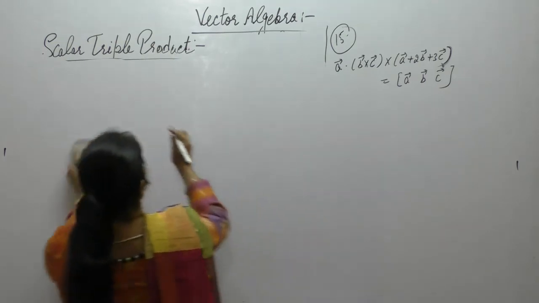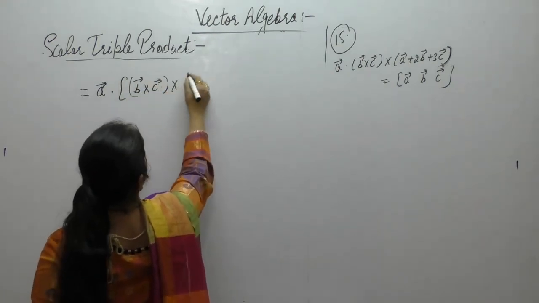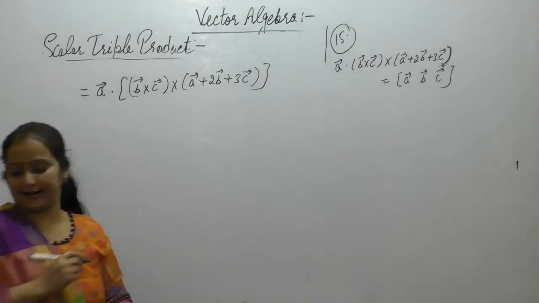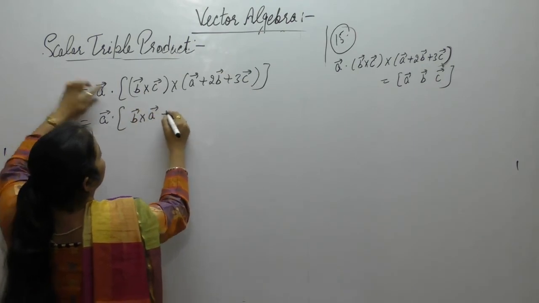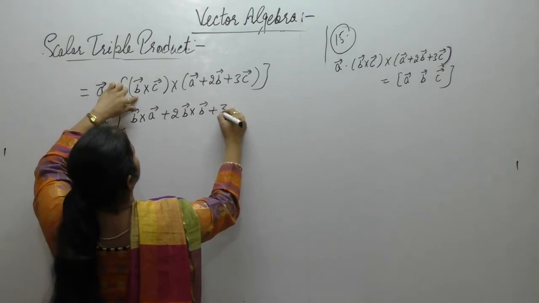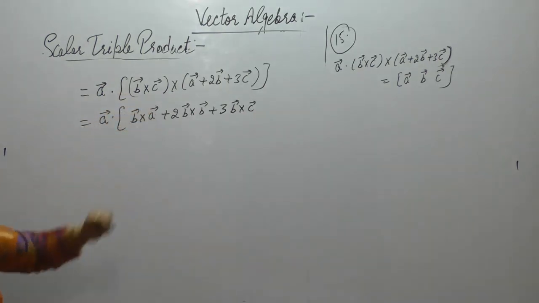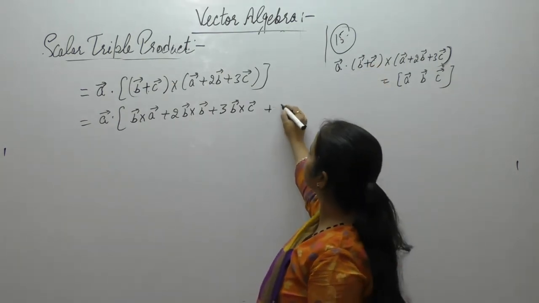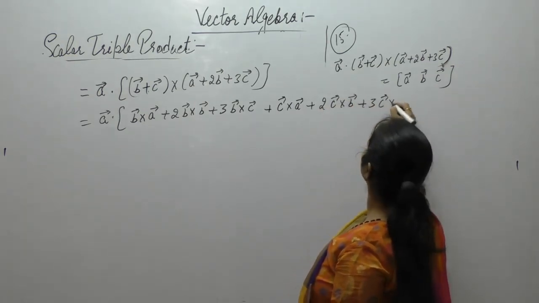Now we can write this as A vector dot, inside we will write it as this. Now open the brackets, B cross A plus 2B cross B plus 3B cross C, then into, here we have plus sign, plus C cross A plus 2C cross B plus 3C cross C.